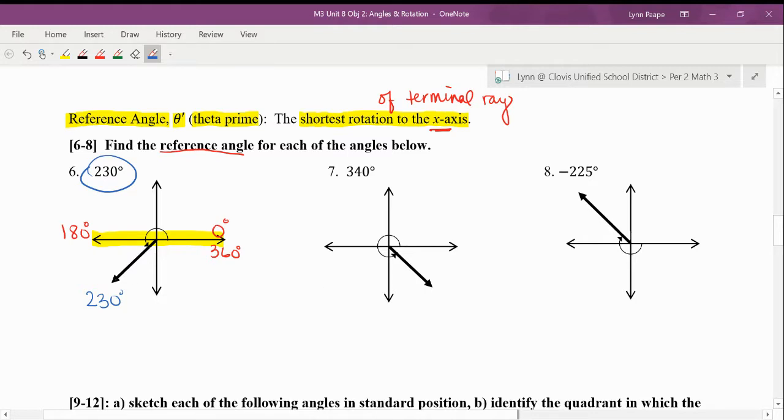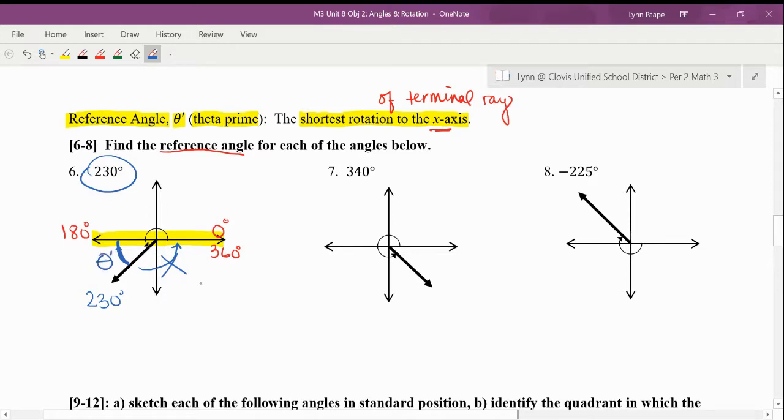So I want to be able to rotate this terminal ray up to the highlighted line, and I want to go the shortest distance. So I have to ask myself, okay, which way is shortest? Do I want to backtrack to get to the 180, or do I want to keep going forward to get to the 360? Well, this is the longer road, so we don't want to head there. So we want to figure out, okay, what is that distance between 180 and 230? And that will be my reference angle.